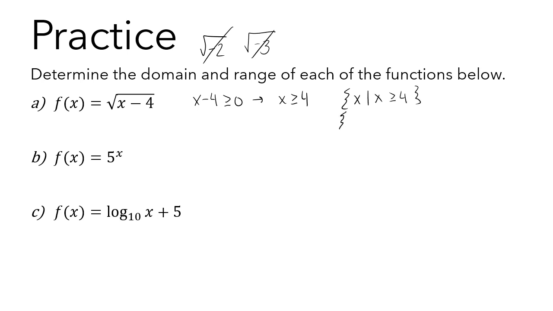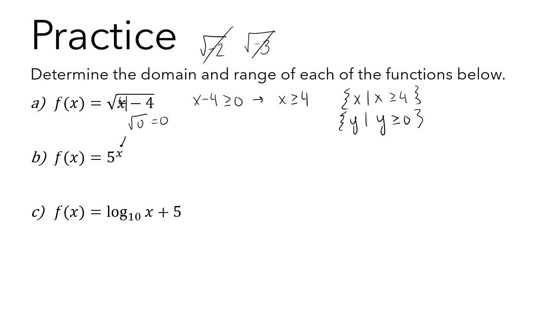Now, the lowest value that the range can be, keeping in mind that it has to be positive, is going to be when x is 4. 4 minus 4 is 0, and the square root of 0 is 0. So the range is going to be the set of all y such that y is greater than or equal to 0. On this next one, we're dealing with an exponential.